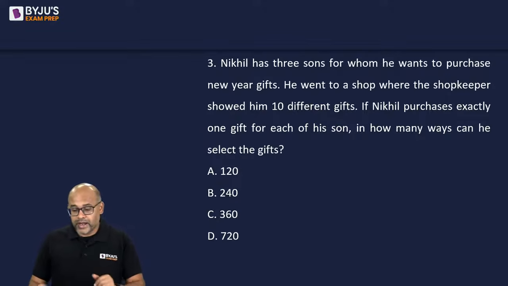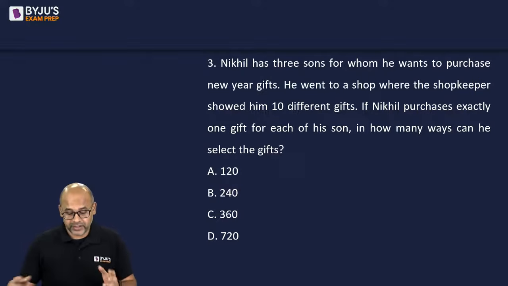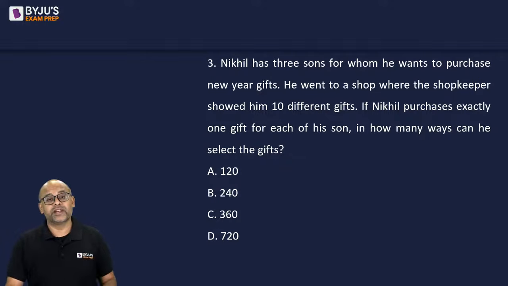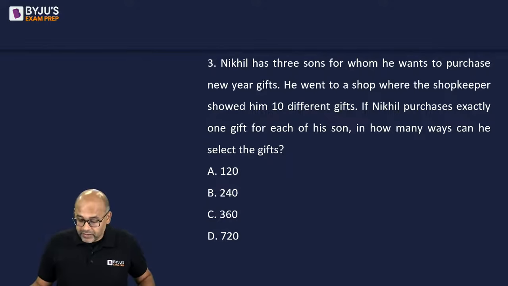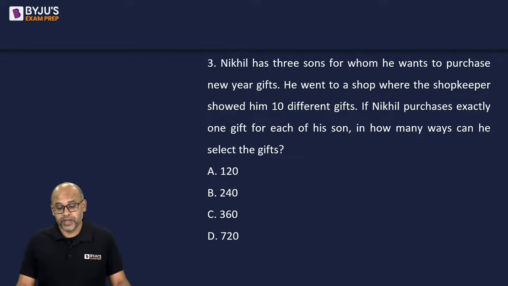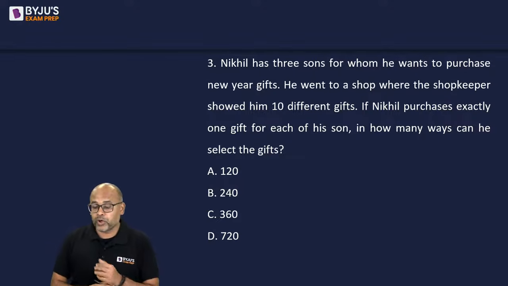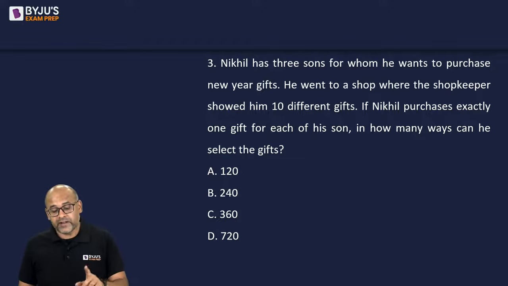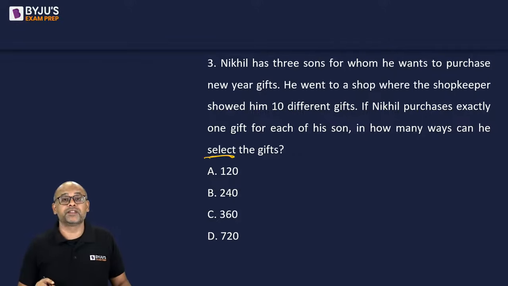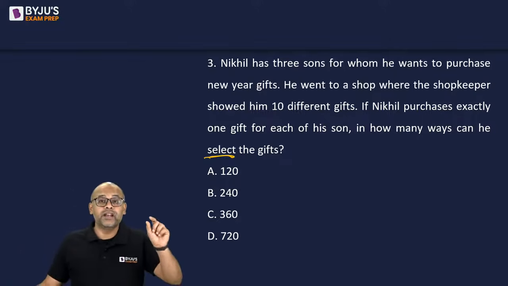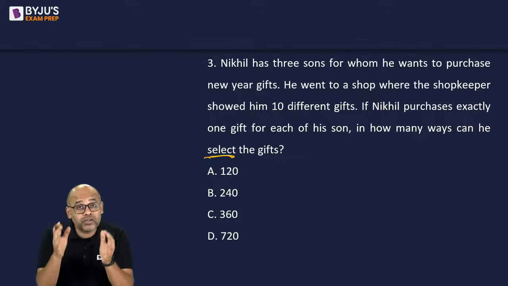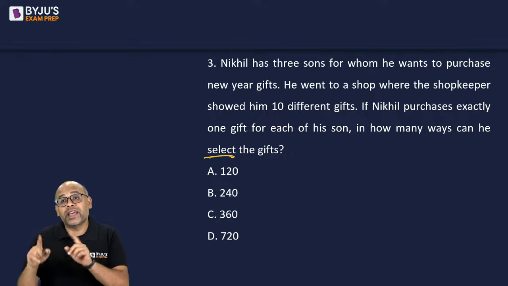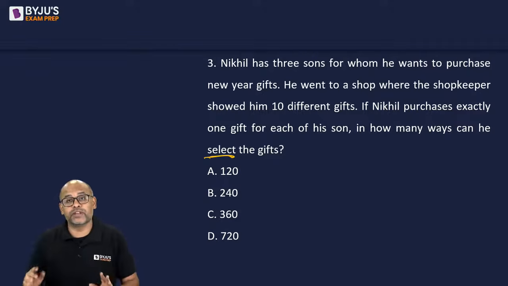Moving on. Okay, now we have a slightly different kind of question. Take a look at it and try to see if you can get an answer. So what is happening here? Nikhil has 3 sons for whom he wants to purchase New Year gifts. He went to a shop where the shopkeeper showed him 10 different gifts. If Nikhil purchases exactly one gift for each of his sons, in how many ways can he select the gifts? Remember, he is not saying he's giving one, he's buying a bunch of 3 gifts. He's not arranging which gift is going to whom. That's the only difference here.